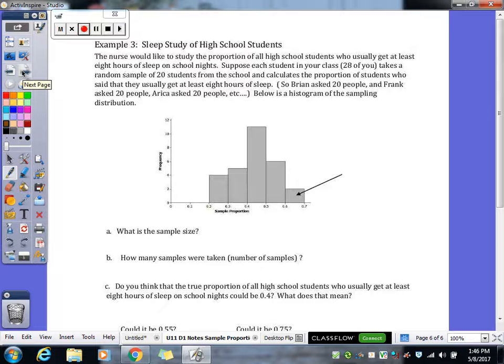All right. I don't think we're going to have enough time to get to this one. So this one is a study done to see if students in high school get approximately 8 hours of sleep. So since this is a histogram, the only difference is this bar going up to 2 means that 2 samples showed 65% get 8 hours of sleep.